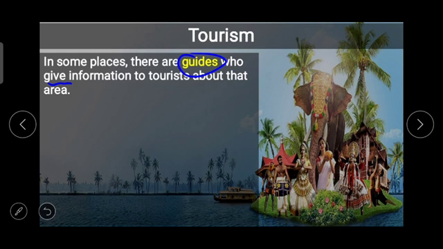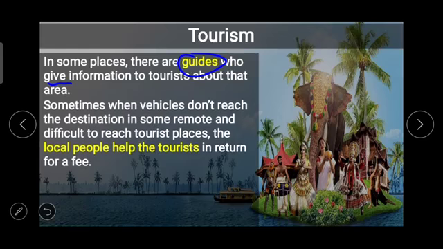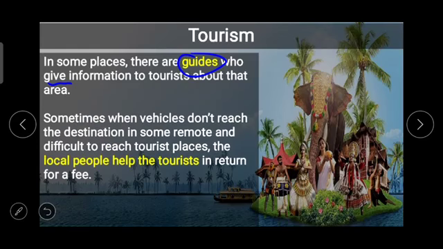Like if you are visiting a fort, and you want to find out about that fort, there are local guides there. And if you are visiting the Taj Mahal, very famous in India, or any cave like Ajanta, Ellora, if you want to know something special about that particular place, then you need a guide who will give you information about it. Sometimes when vehicles don't reach the destination in some remote and difficult to reach tourist places, the local people help the tourists in return for a fee.